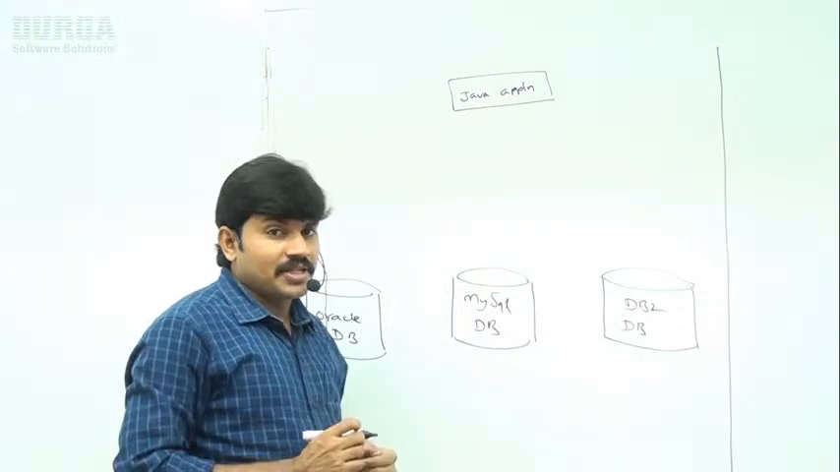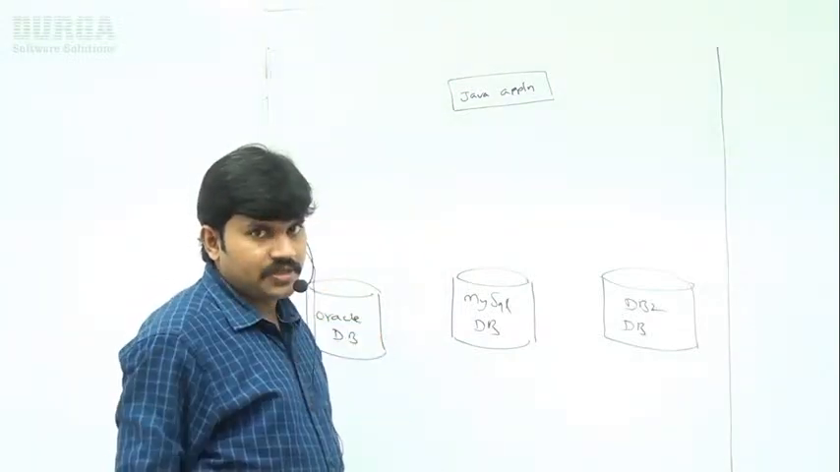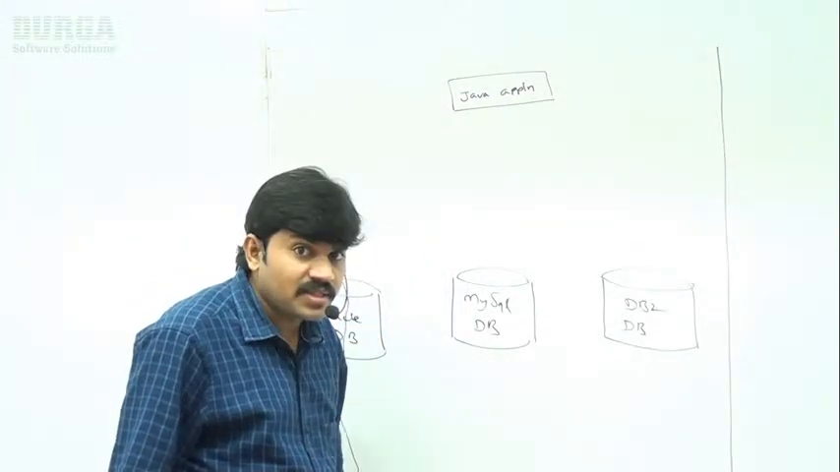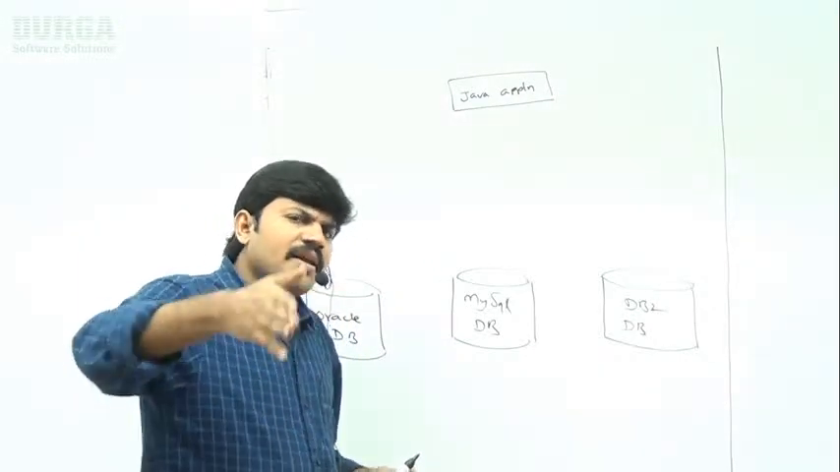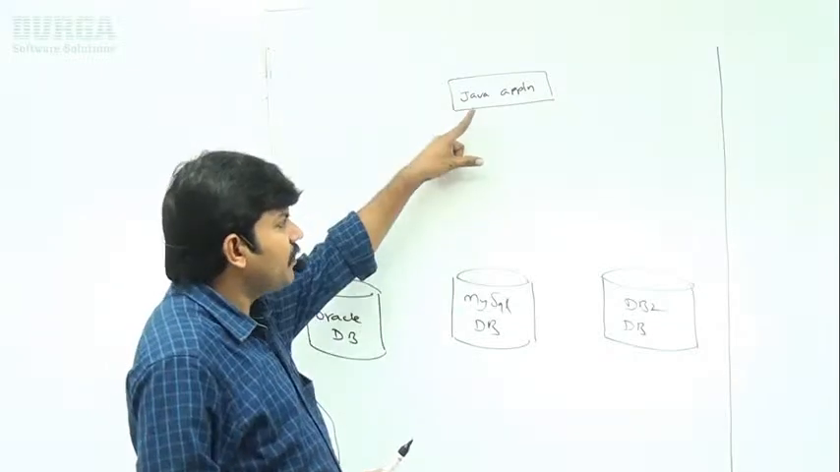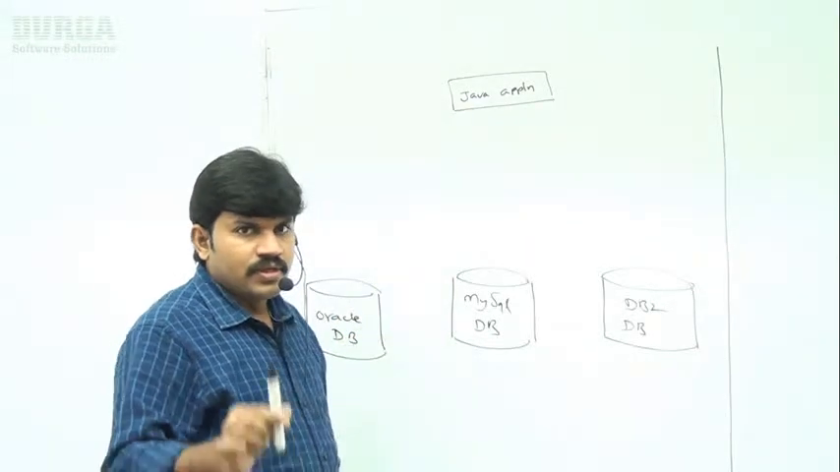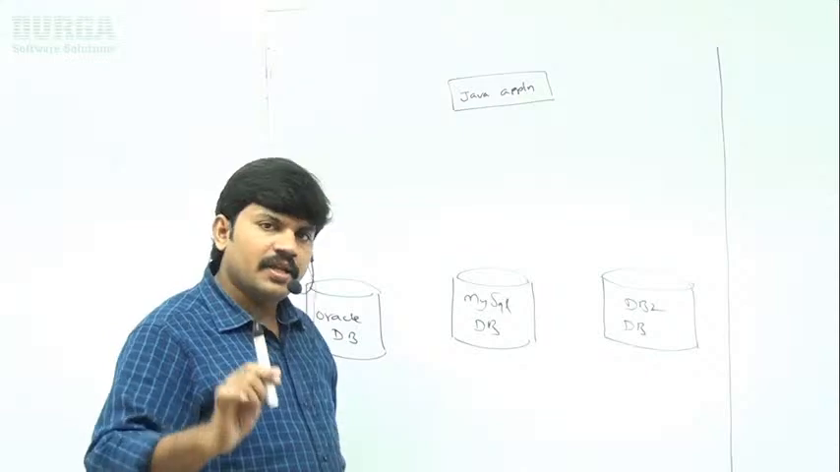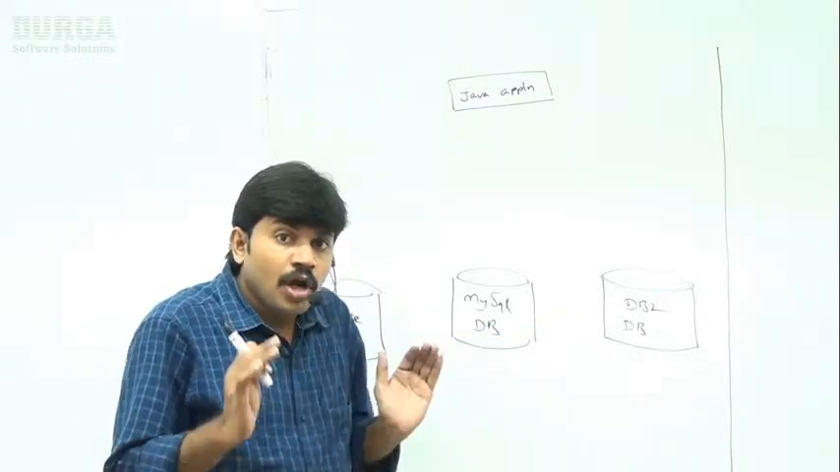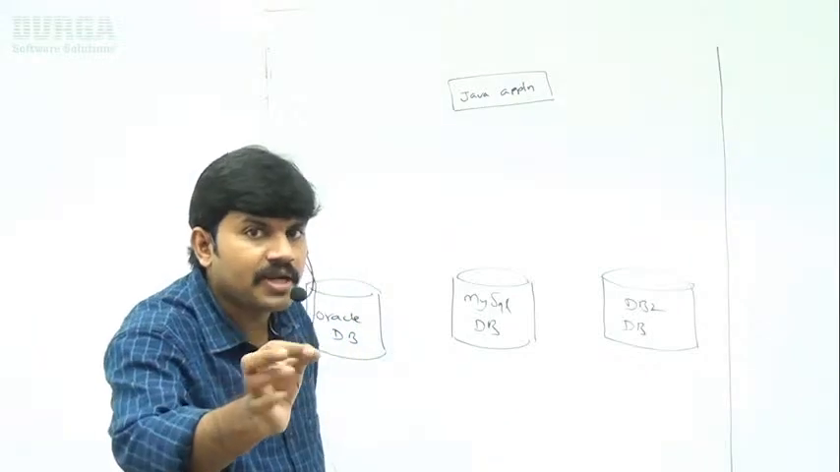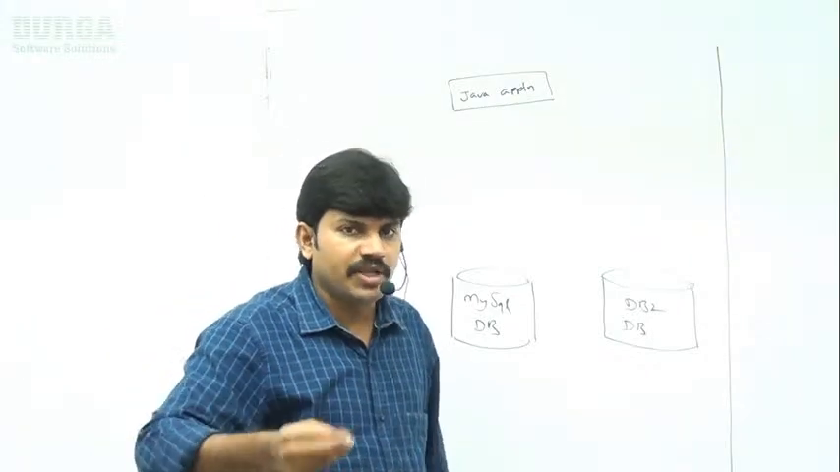Now, take a bit very special care. How many Java applications are there? Only one application. But how many databases are there? 3 databases, right? So, is it required to write a separate Java application for every database? No. A single Java application can communicate with Oracle database, MySQL database, DB2 database. How is this communication going to happen? A small point you people should be aware of, sir.